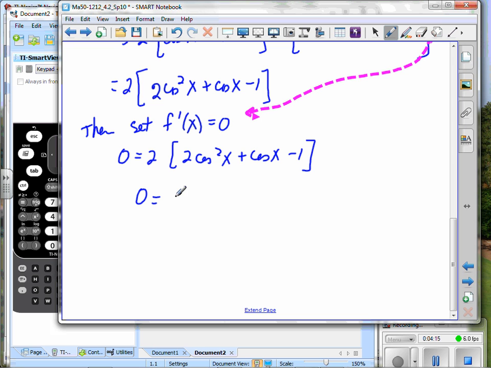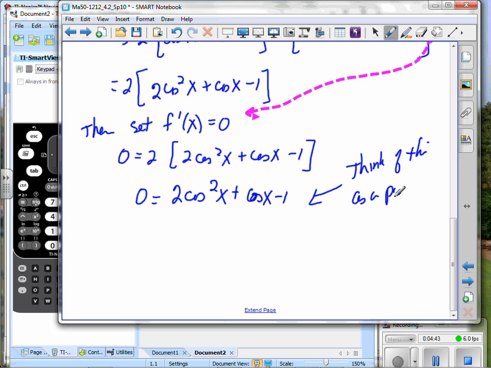So we would say 0 equals 2 cosine squared x plus cosine x minus 1. But what are you going to do with that? How do you mean factor it out? You're going to take a cosine x out of these two terms? Yeah. Think of it as a polynomial. So polynomial factoring is more than just for trinomials. It's a whole process we can use.